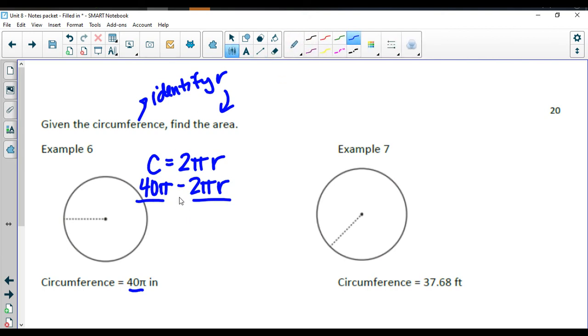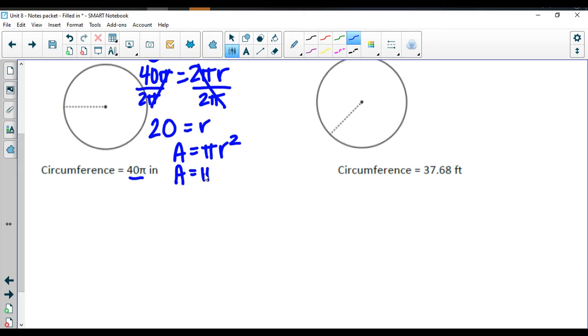I want to do that to each side. I'm going to divide by 2 pi. And that'll cancel out here, leaving me with r. Pi's cancel out, and then 40 divided by 2 is going to give me 20. So my radius here is 20. With that, I can say area is equal to pi r squared. So if the radius is 20, I'm going to have area is equal to pi times 20 squared. So that's going to give me 400 pi. And I want to go ahead and change that over, multiplying by 3.14 so that I get a decimal answer, which will give me 1,256 inches squared then. Noticing my circumference gave me my label.